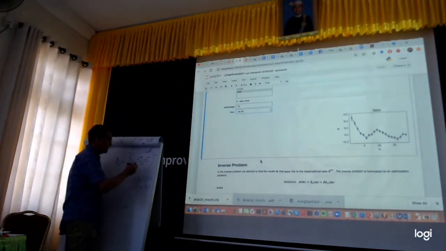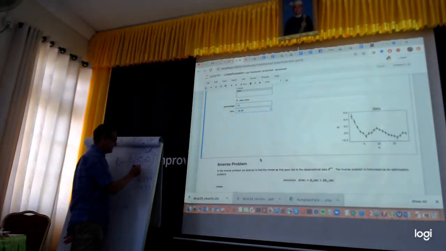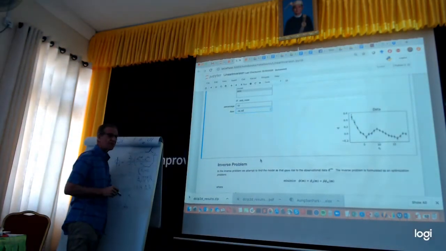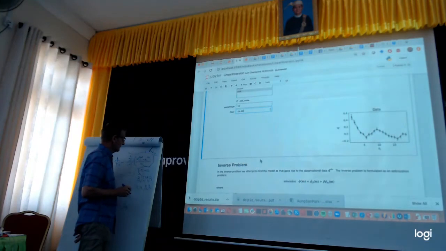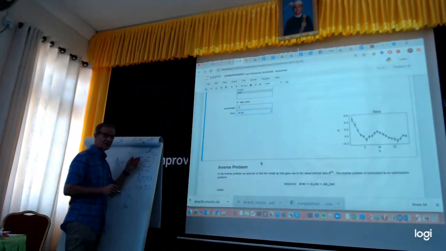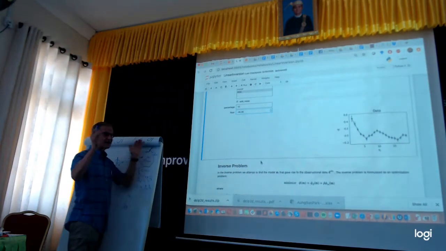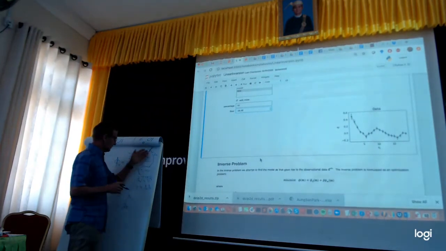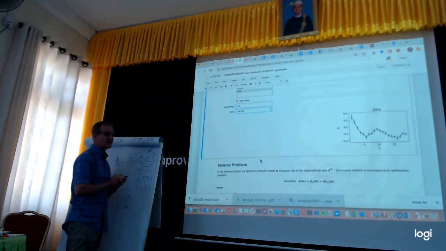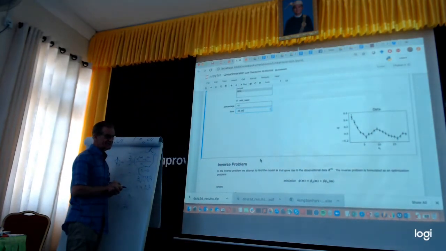In other words, suppose epsilon I for one value was equal to 0. Then this quantity here would actually be infinite, and your algorithm will spend all of its time just trying to work on one datum.